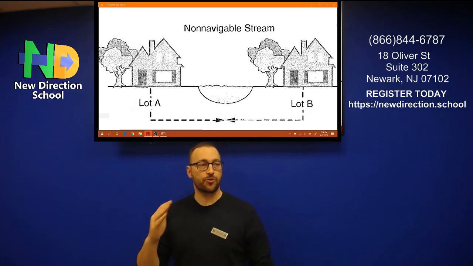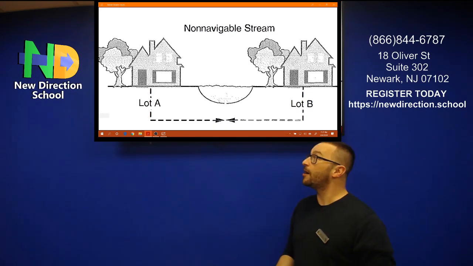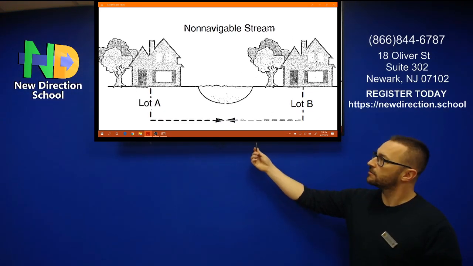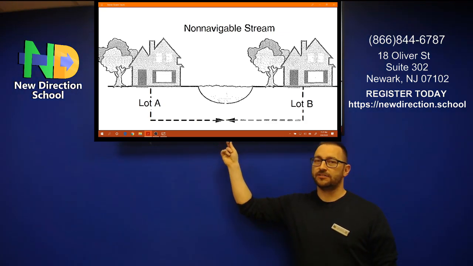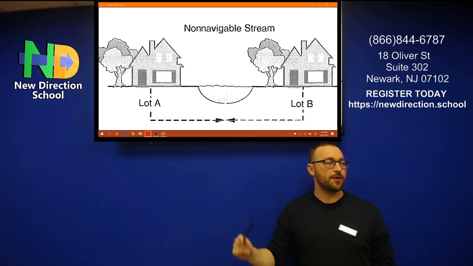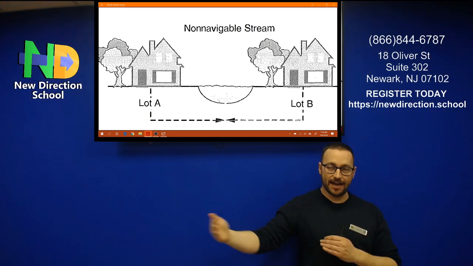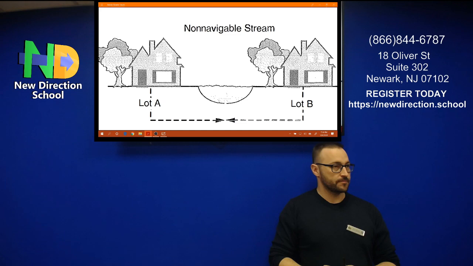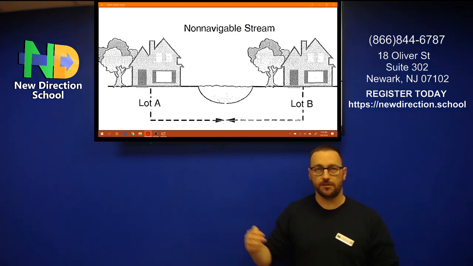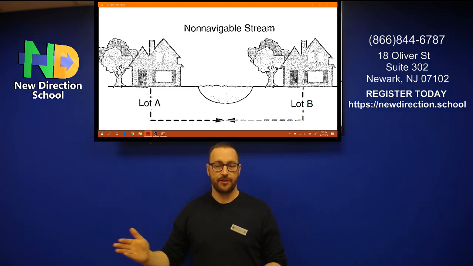Non-navigable, nothing can go through. Your property does not end right here. It ends in the middle of that stream. So your property by default was extended to the middle of the stream. That means you have rights to half of that river. Got it? And the other part has rights to the other half of that river.